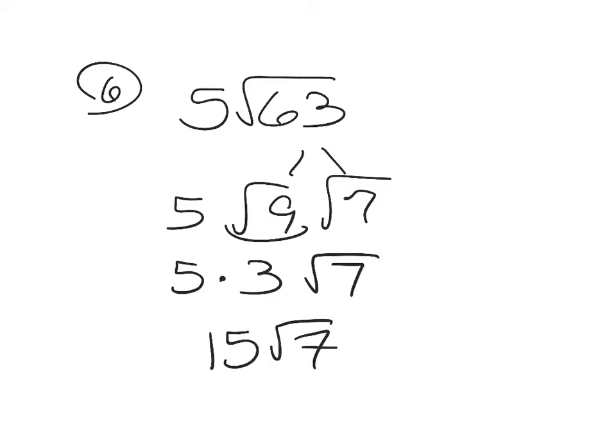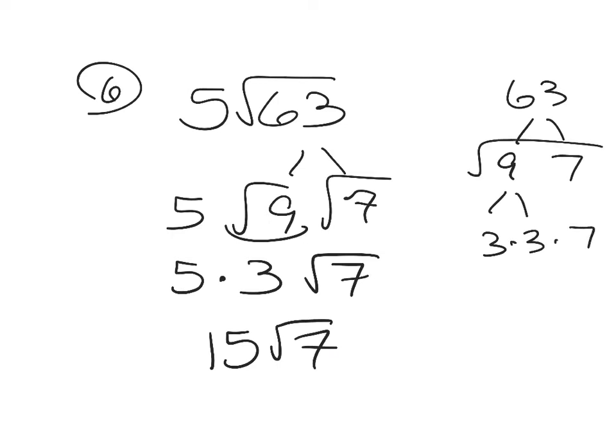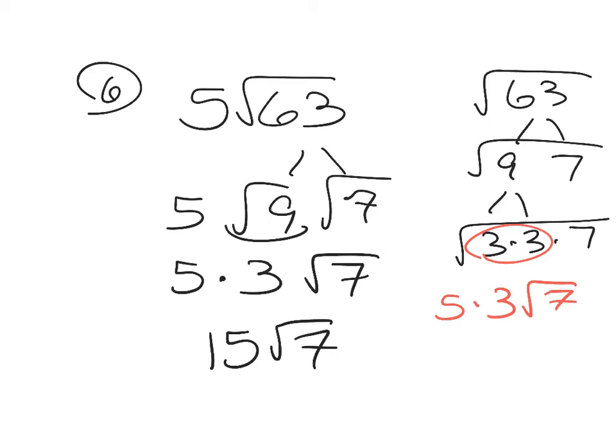15 root 7. So again, for those of you who need to do the whole tree, you would do 9 times 7, 3 times 3. And again, these are all still under radicals. Make your pair of 3s. A 3 comes out, but you already had a 5 outside, and then you multiply it, and you get the same answer either way. So if you're good at recognizing perfect squares, try to break it into the largest perfect square, and then just square root it. Otherwise, you can do the whole tree, and you can do prime numbers.